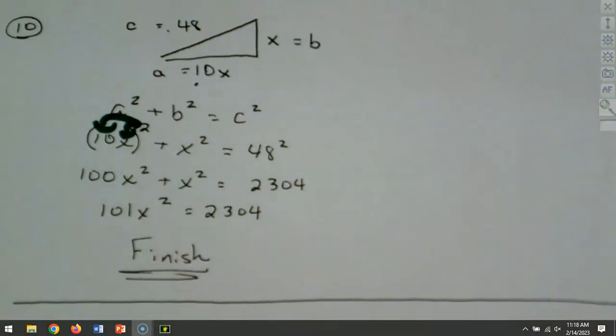I'll pick two of them just to make sure we're on the right track. Remember how these are done. I'm going to work out two of these. So I'm going to work out 7 and 11.